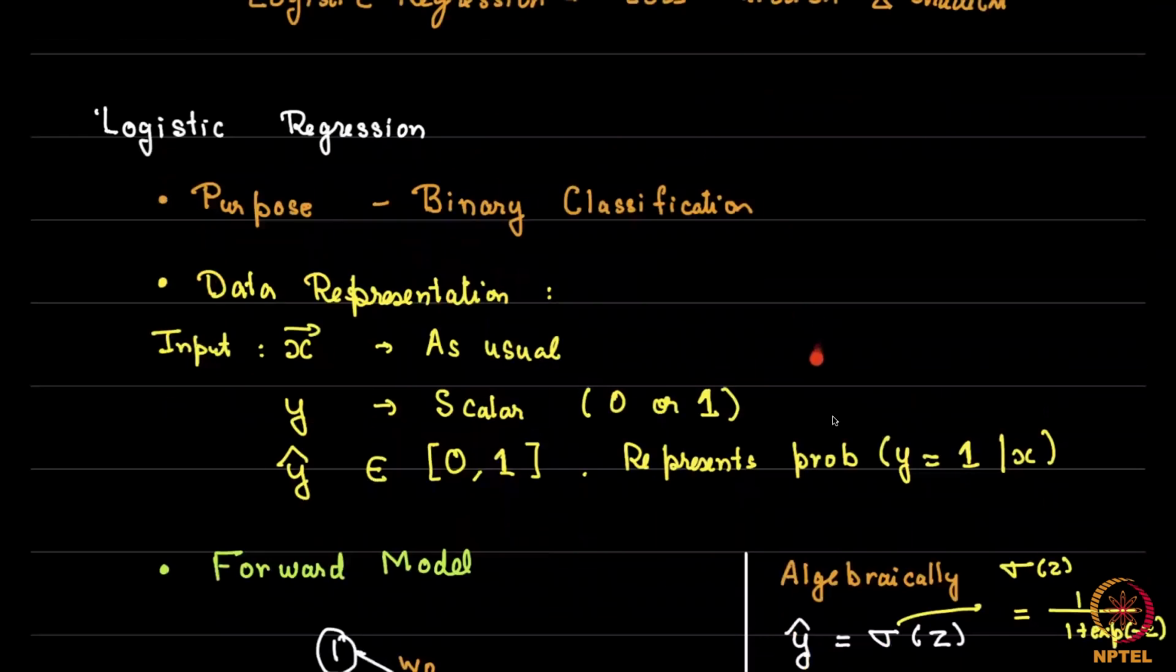And as was discussed in the last video, we give x as usual, and y is described by a scalar, which is either 0 or 1. Y hat, on the other hand, is a real number which lies between 0 and 1. Notice this is binary, and y hat itself is a real number. Okay? So that's because this represents a probability that y belongs to class 1. For example, if 1 represents spam, then y hat would be the probability that that email is spam.